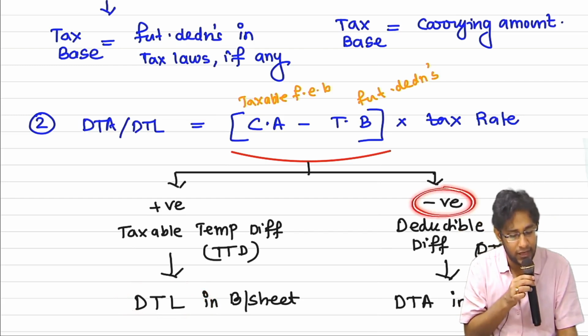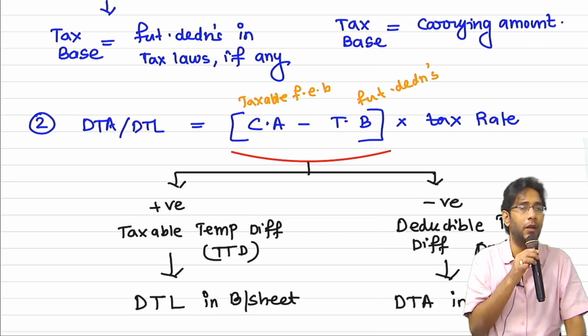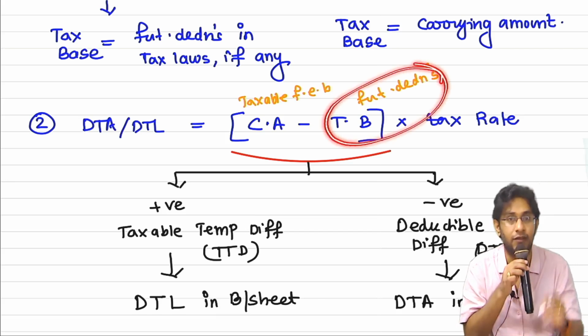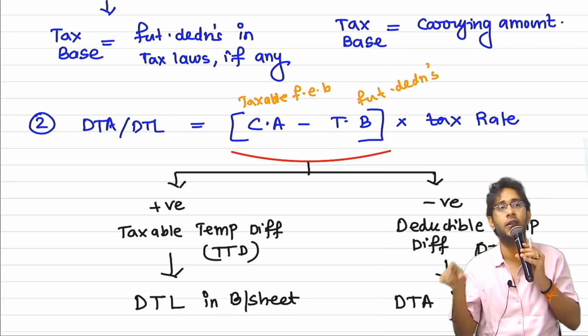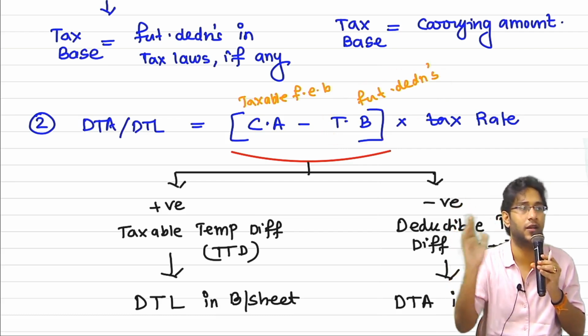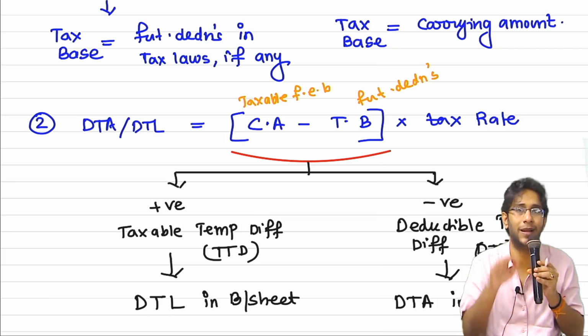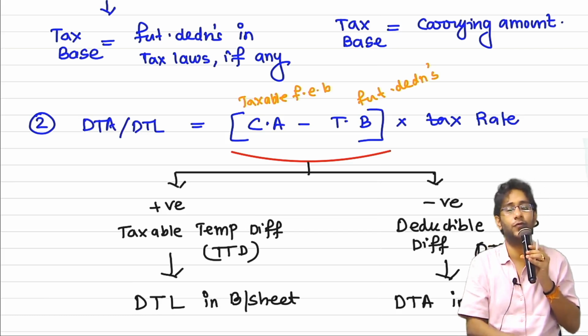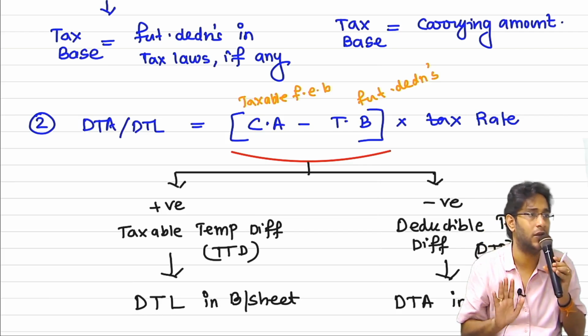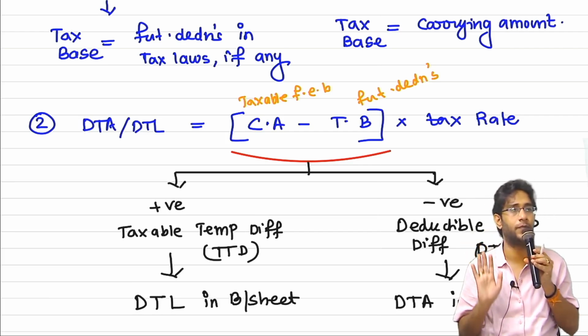If this box is negative, what does it imply? When will it be negative? If deductions in future are higher than income, more deductions are there in future. That means in future I will pay less tax. So today you should have a DTA. That's all, that is the logic.